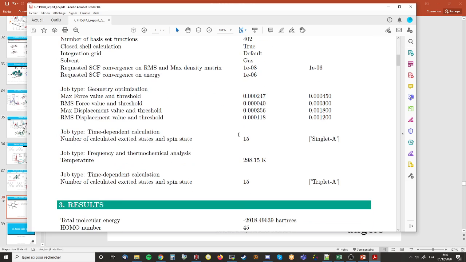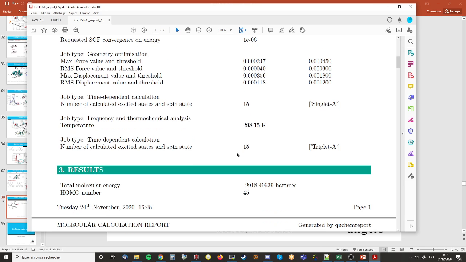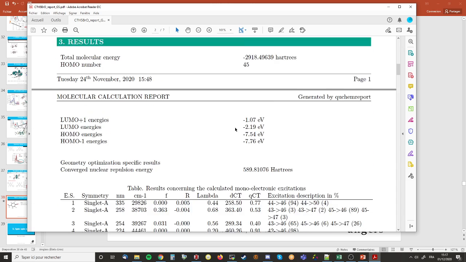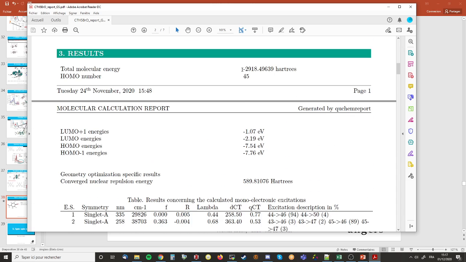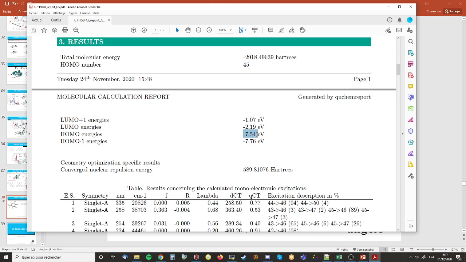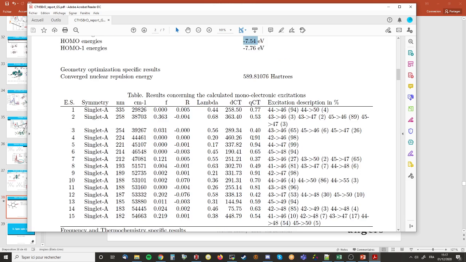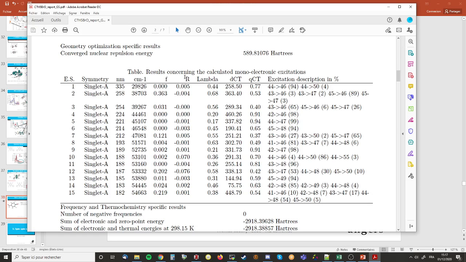We have calculated 15 excited singlet states and 15 triplet states. We've done a frequency calculation at room temperature. We have the total energy. We know that the HOMO is the orbital 45. We have the HOMO energy, the LUMO energy, the LUMO plus 1 and HOMO minus 1.